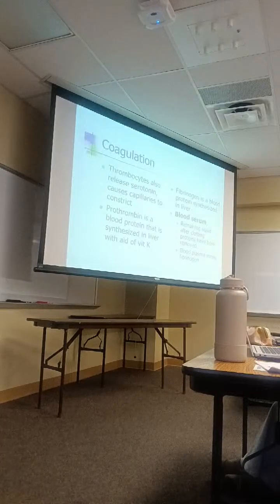Now, in order to make prothrombin, you have to have vitamin K. Okay, so in case you've ever wondered, why do you need vitamin K? It's so you can make prothrombin. That's its big play in the body. As mentioned, fibrinogen is a blood protein also synthesized by the liver, 4% of our plasma proteins.